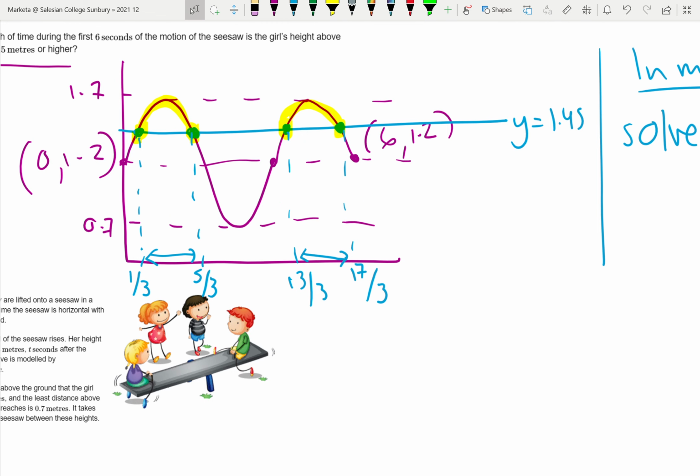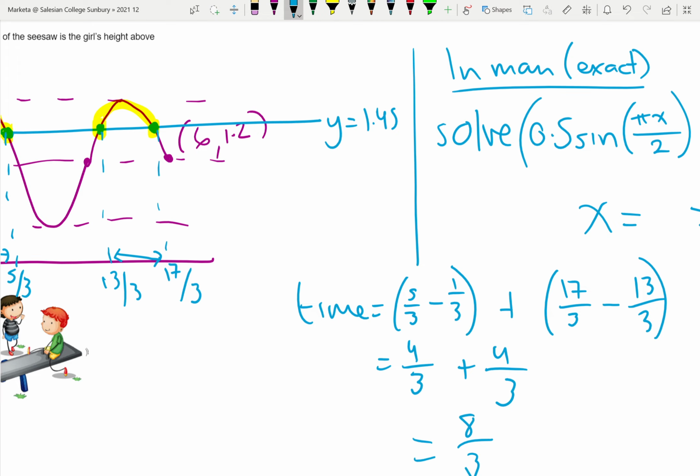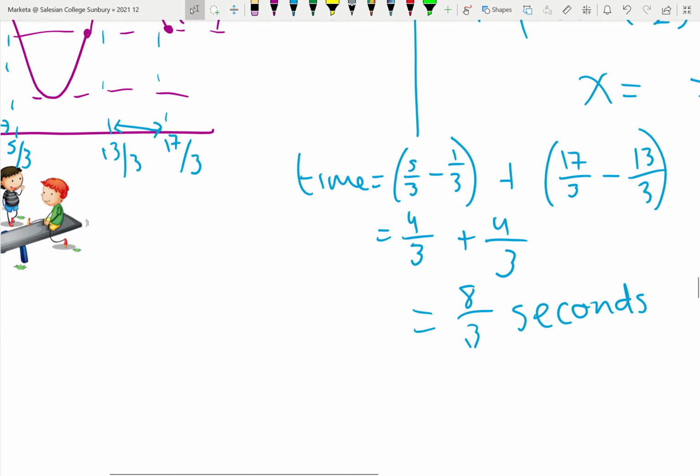So if we're finding the length of time, the time is going to be the difference between 5/3 and 1/3 added on to the difference between 17/3 and 13/3. So it's going to be 4/3 plus 4/3, and that equals 8/3. And you can say 8/3 seconds, or you could say 2 2/3 seconds. We're not putting it to decimals because they have not specifically asked us for decimals. So we only do decimal places when it's specifically asked. Otherwise, you won't get full marks.